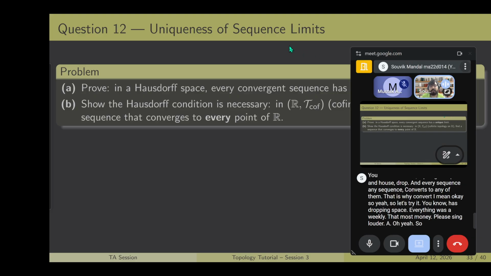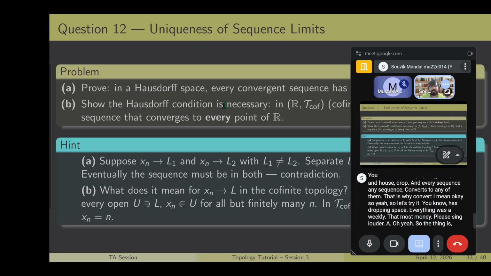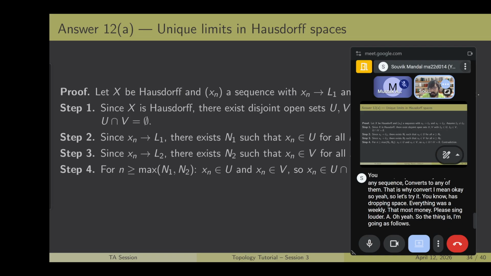So the argument is as follows. Suppose X is Hausdorff. Suppose xn converges to L1 as well as xn converges to L2. Then there are natural numbers N1 and N2 and open sets U and V such that xn belongs to U and xn belongs to V. Now we can take N equal to max of N1 and N2, and that gives xn belongs to U intersection V. That's not possible because U and V are chosen in such a way that U intersection V is empty. So that's what the problem is.